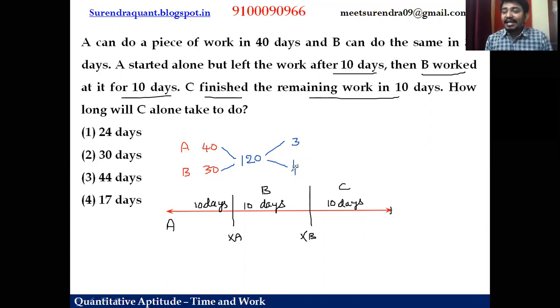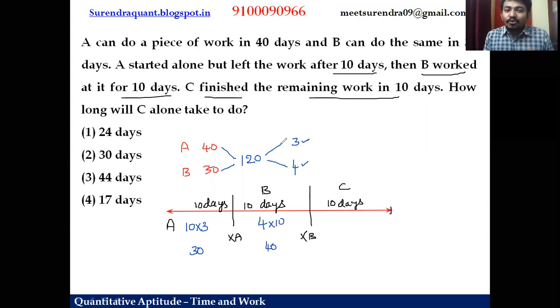Now, after finding the LCM, try to place it in the situation. A worked for 10 days at the rate of 3 units in a day. So he can finish 10 threes, 30 units of work. What happens? A left, B joined. He worked for 10 days. 1 day work of B is 4. For 10 days, 4 tens, 40 units is done.